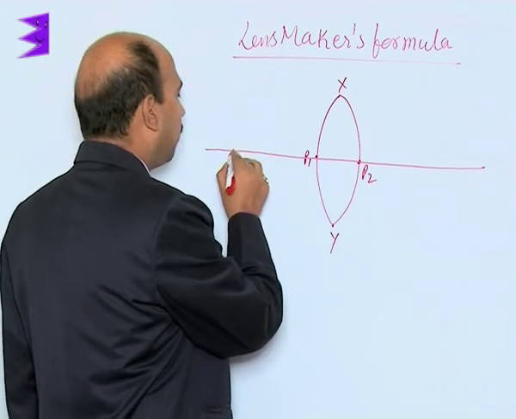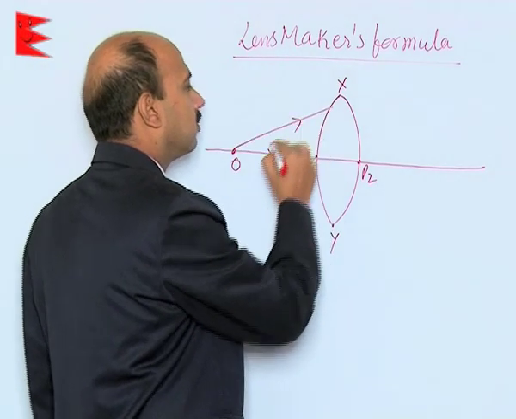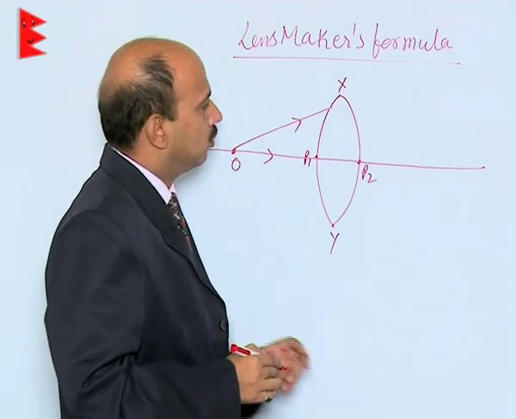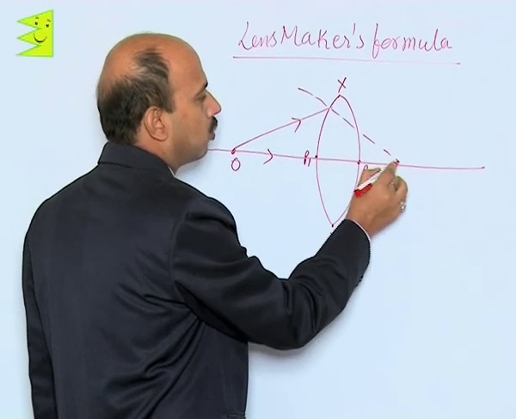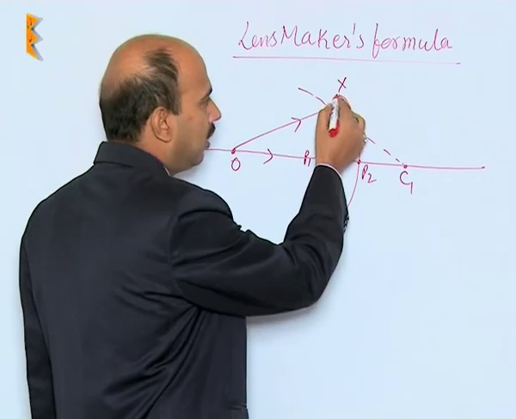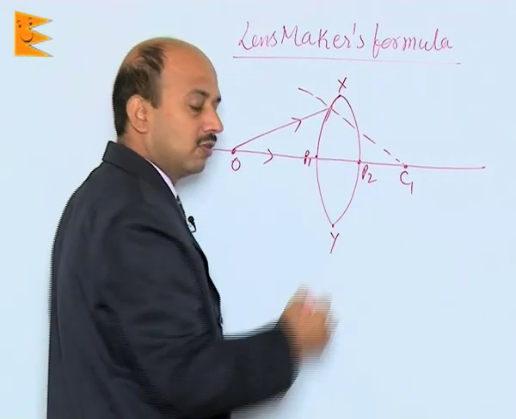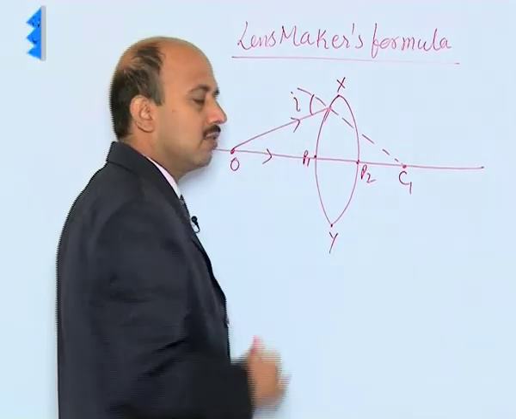Suppose the object is somewhere here and I am taking two incident rays like this, one passing through the pole and one going to this point. At this point a normal is drawn, that is from the center of the first surface. So, C1 is the center of the surface xP1y, and now this will be obviously the angle of incidence.